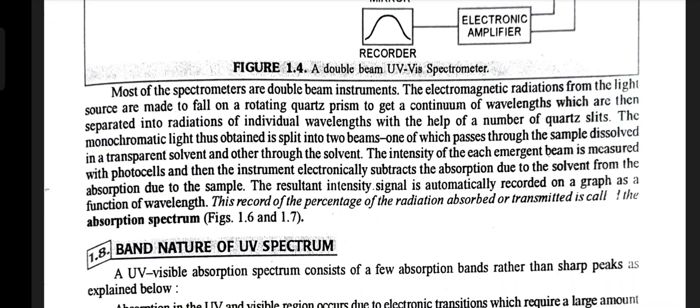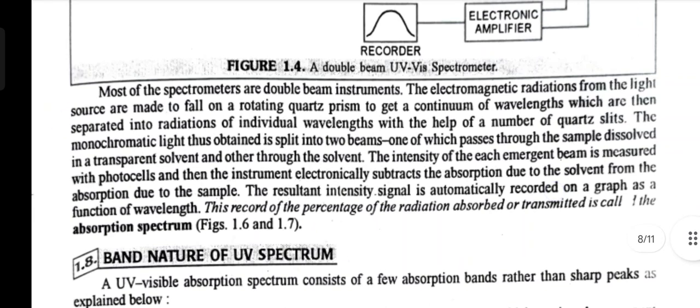The monochromatic light thus obtained is split into two beams, one of which passes through the sample dissolved in a transparent solvent and the other through the solvent. The intensity of each emergent beam is measured with photocells, and then the instrument electronically subtracts the absorption due to the solvent from the absorption due to the sample. The resultant intensity signal is automatically recorded on a graph as a function of wavelength. This recording of the percentage of the radiation absorbed or transmitted is called the absorption spectrum.